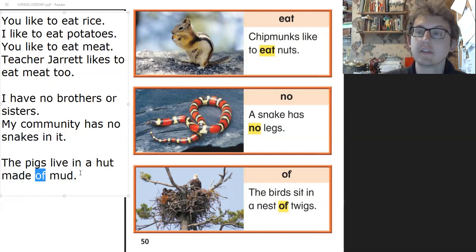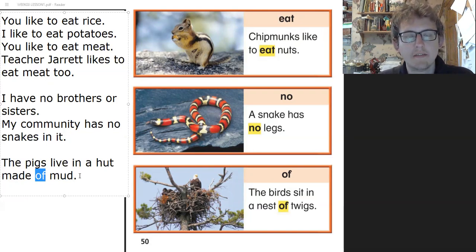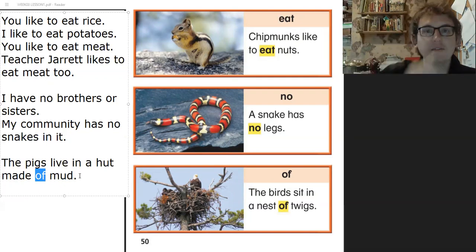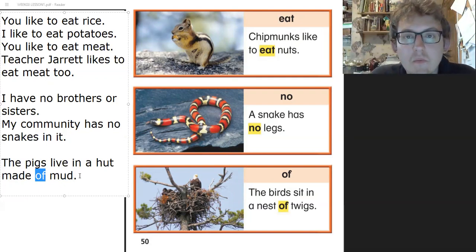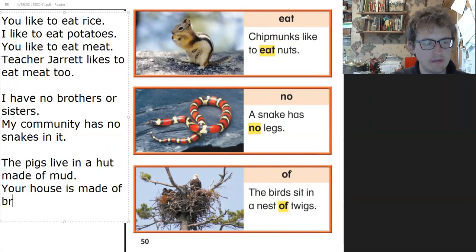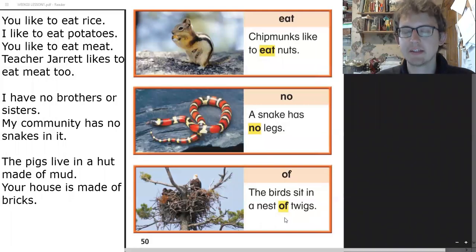Yeah? So let's talk about what your house is made out of, or your apartment. Okay, if you want to share, raise your hand. I want you to give me an answer. You can say, my house is made of bricks. Yes, very good. Okay. So your house is made of bricks. Okay, very good. So let's practice reading this together now.